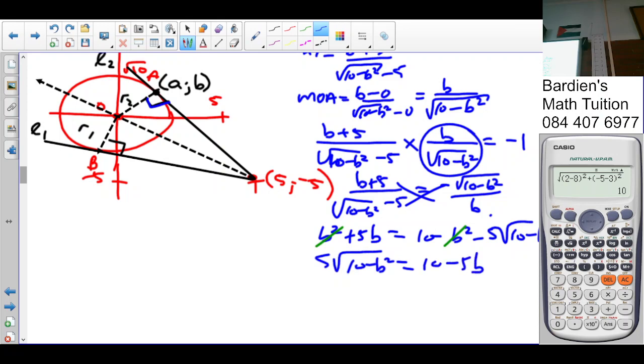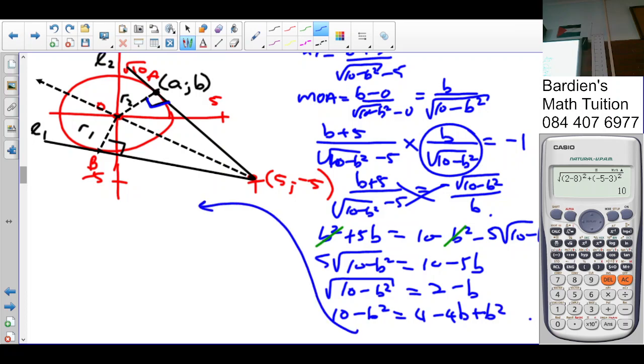Square both, divide by 5. So it's the root of 10 minus B squared is equal to 2 minus B. Square both sides. So it's 10 minus B squared is equal to 4 minus 4B plus B squared. It's going to give me 2B squared minus 4B minus 6 equals 0. Work that out. What is B?